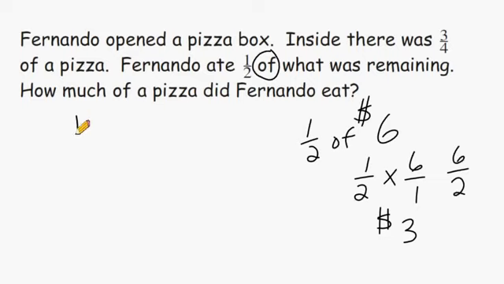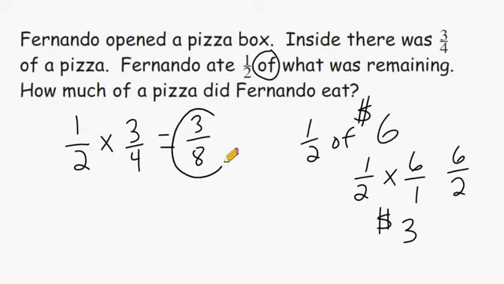Well, it says that Fernando ate 1/2 of what was remaining, and that would be 3/4 of a pizza. So what we are trying to do is figure out what 1/2 of 3/4 of a pizza amounts to. So now that we have the problem set up, all we have to do is multiply straight across. 1 times 3 is 3, and 2 times 4 is equal to 8. So we would say that Fernando ate 3/8 of a pizza.